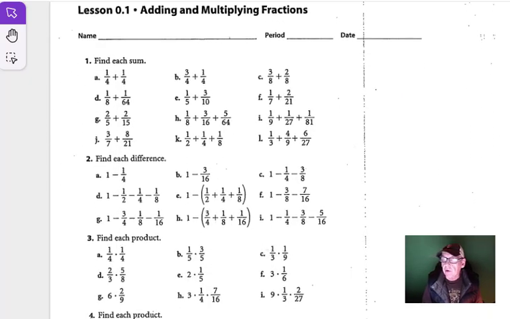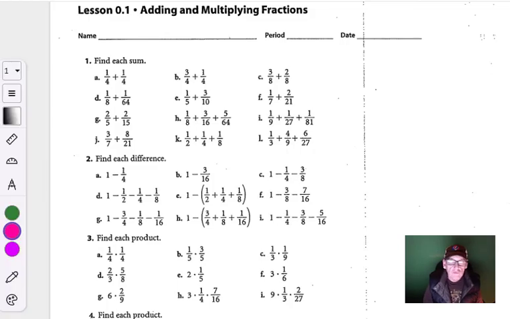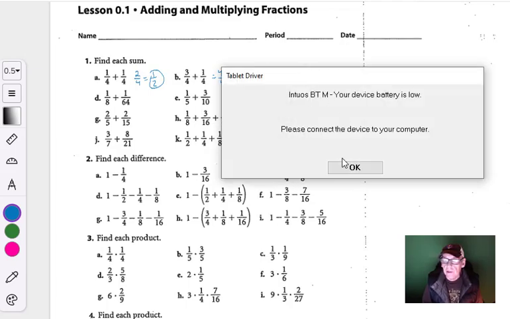So multiplying and dividing fractions. Remember, we need to go for common denominators, so we might have to do that on some of these. Let me change the thickness a little bit and change up the color. So 1/4 and 1/4 is 2/4, which simplifies to 1/2. Let's do B. 3/4 and 1/4 gives us 4/4, which is the same thing as 1. 3/8 and 2/8 is 5/8, so that doesn't simplify.